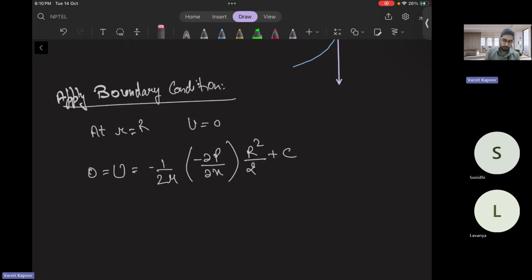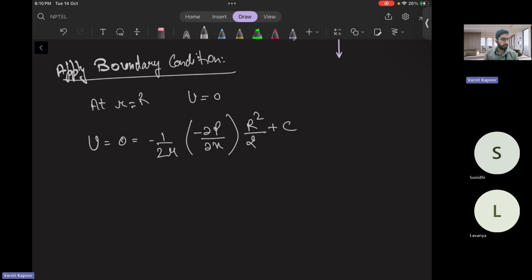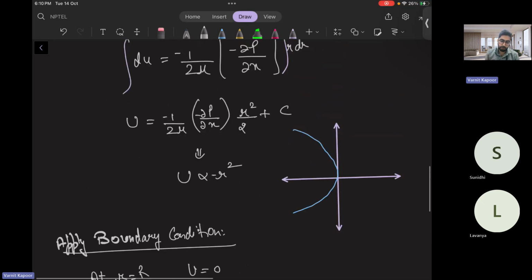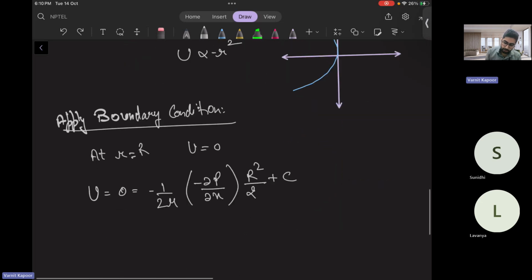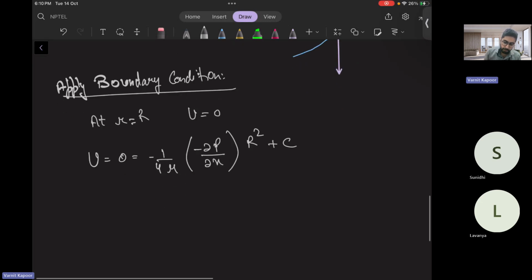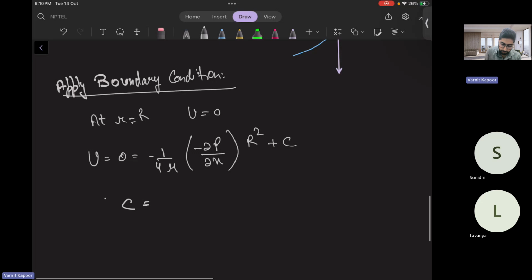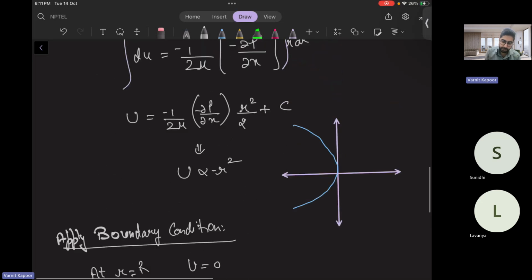Your velocity is 0, so I can write U equal to 0 is equal to minus 1 by 2 mu. If you take it to the left-hand side and transpose, it is 1 by 2 mu, so the 2 and 2 here give 1 by 4 mu. From here we get the constant value as 1 by 4 mu, minus dou p by dou x, into capital R square. Put this constant in the above relation.